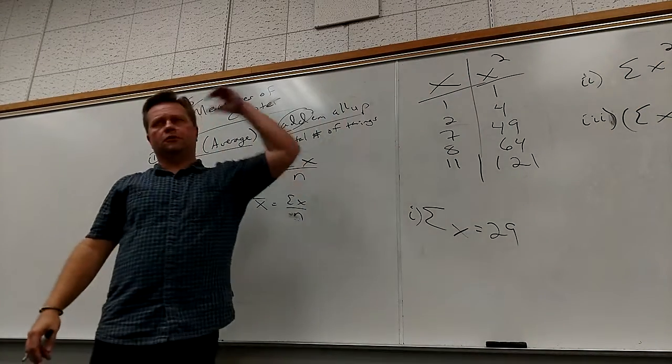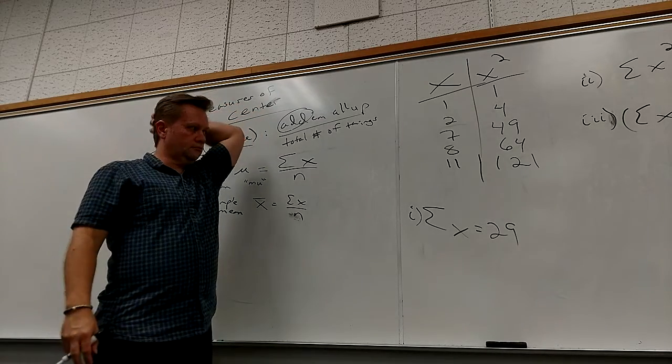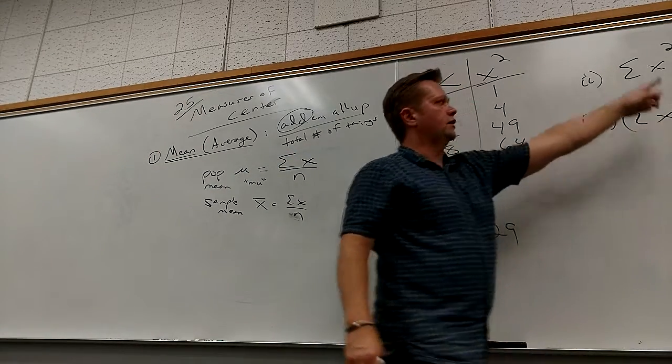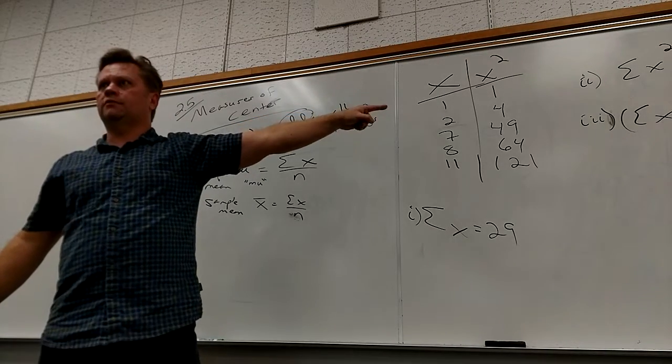And so how do I do the third one? 29 squared. What is the sum of x? 29. 29. And then I have to square it, right? Oh, do you know what that really is? That's please excuse my dear Aunt Sally.